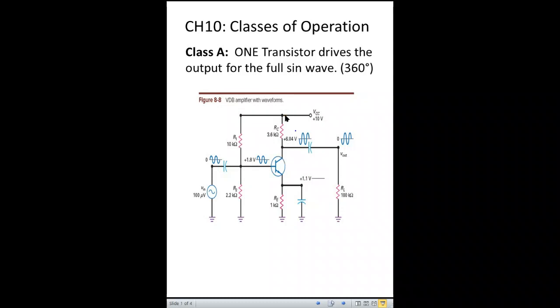It's also conducting all the time in the DC voltages and currents. It's always conducting current. It always has a voltage across it, so it's dissipating some power even if you don't have a signal going in. And we've played with class A amplifiers, and that's your common emitter amplifier.